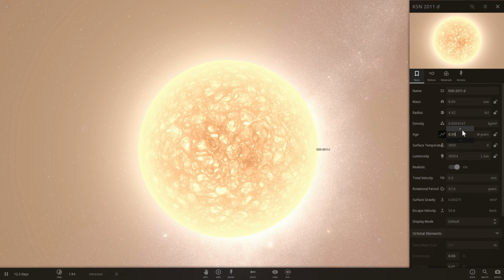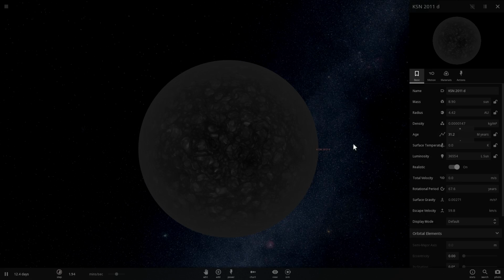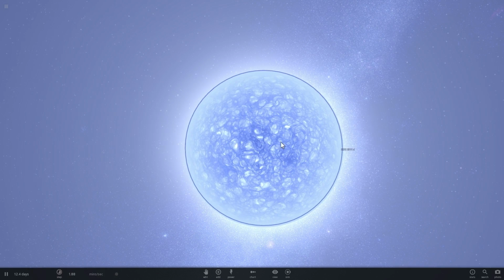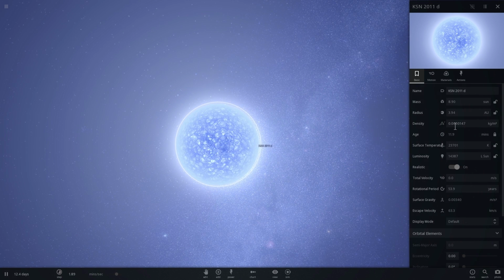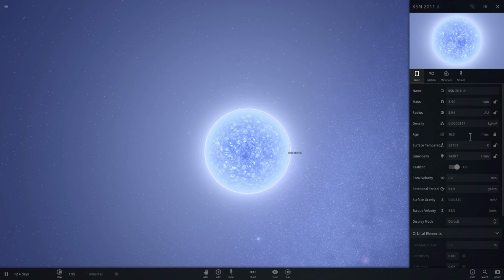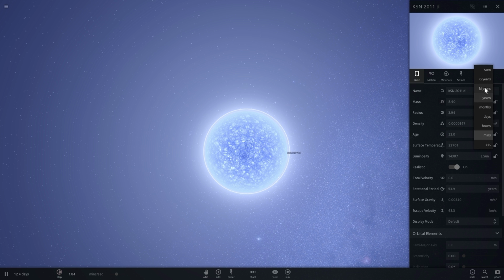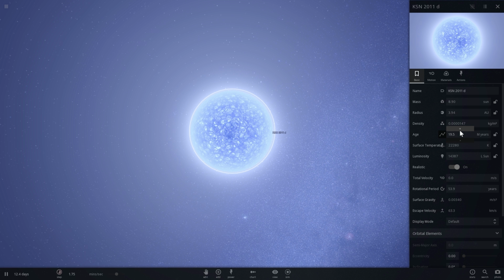I'm going to start increasing the age of the star and try to make it go supernova if we can. Okay, that was a little bit too fast. I'm not entirely sure what just happened here. It suddenly changed to a blue star. That's not exactly what should have happened. Let's try this again. We're going to change this to millions of years. And here you go. Interestingly, this star just went through different phases there and became a blue star.